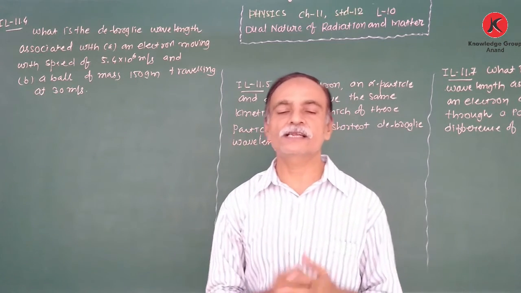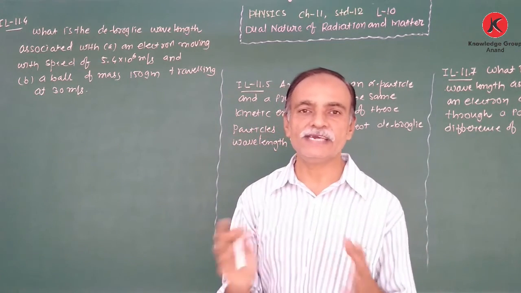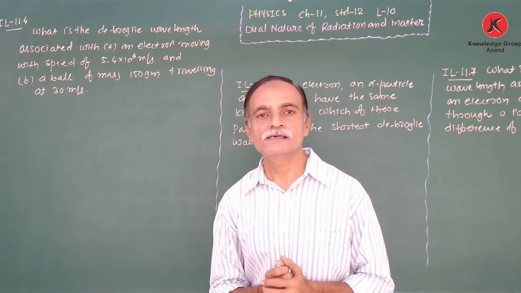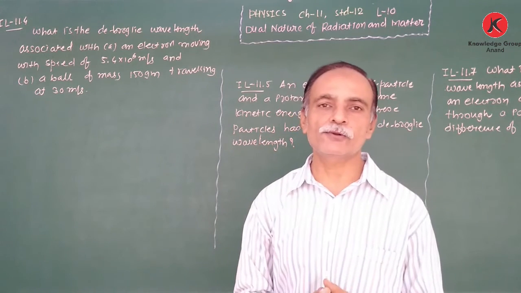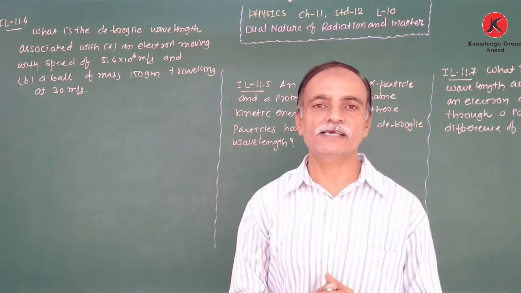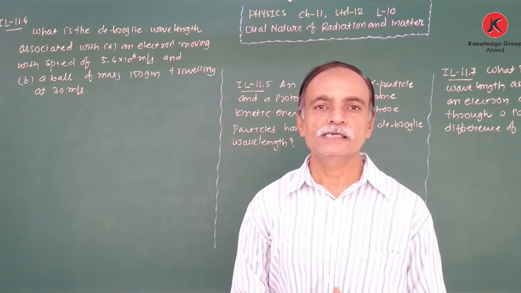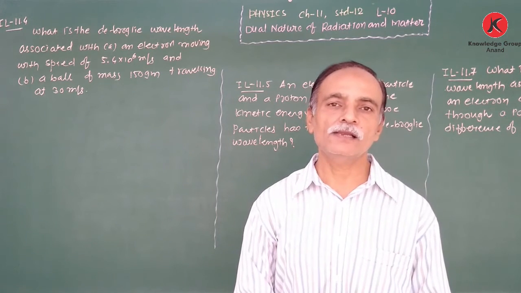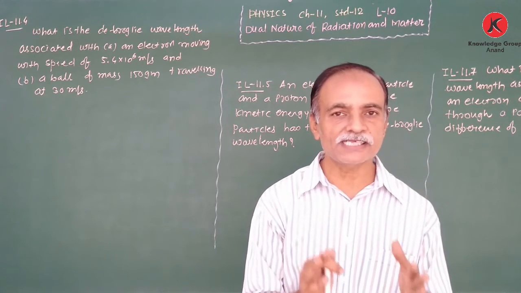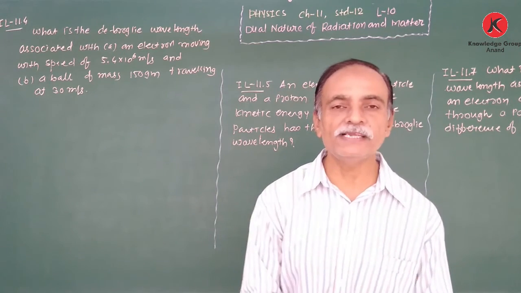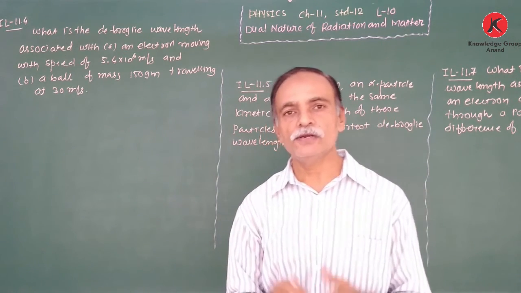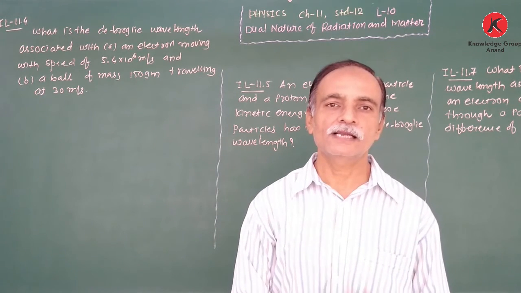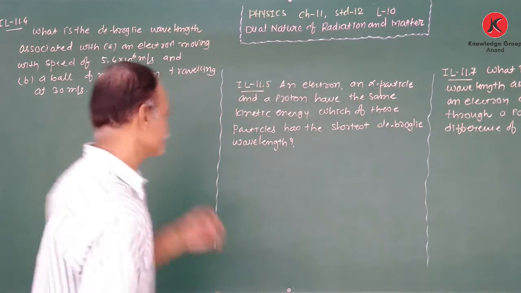Already we know that the de Broglie wavelength lambda is equal to h upon p. P is the momentum. We know that the equation of momentum p is equal to mass into velocity, m into v. That means we have to find out first the momentum of the electron and the given ball, and then we substitute this value of momentum in the equation of de Broglie wavelength, lambda is equal to h upon p. Clear this? Okay, let's calculate.